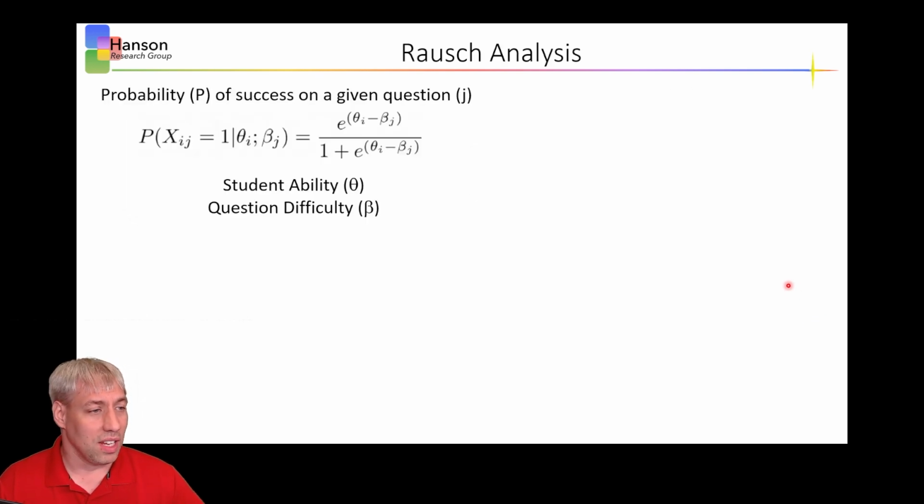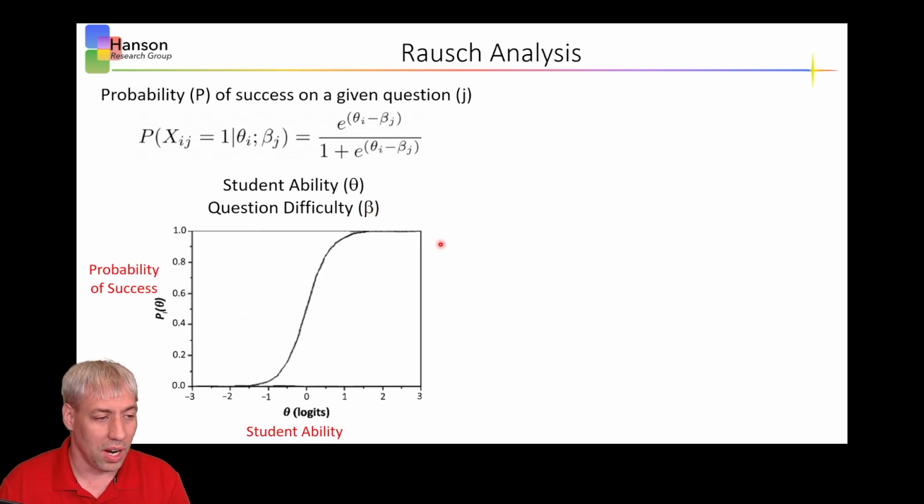So we decided to dig a little deeper using something called Rasch analysis. Here's the equation right here. This is part of modern testing theory that says there's a relationship between student ability and question difficulty, student ability being theta, question difficulty being beta, and the probability of success on any given question is related to these 2 variables. Graphically, on the x-axis we have student ability, and on the y-axis we have probability of success. For an average difficulty question, an average student will have a 50% success rate, a high-performing student will have a higher success rate, and a low-performing student will have a lower success rate.